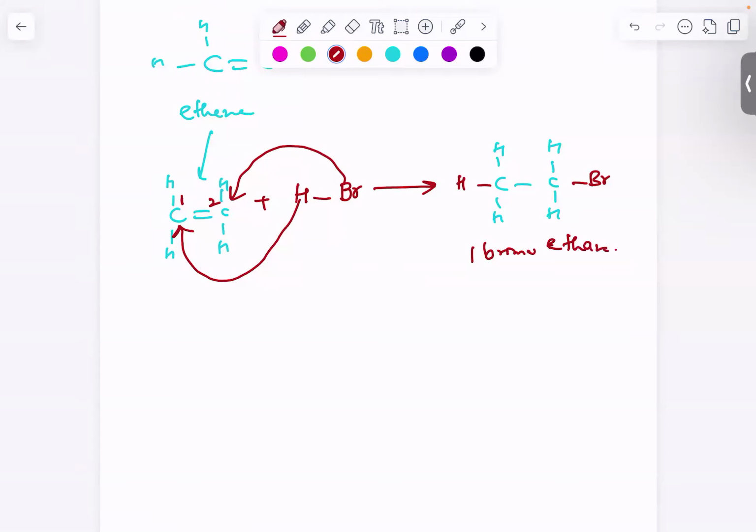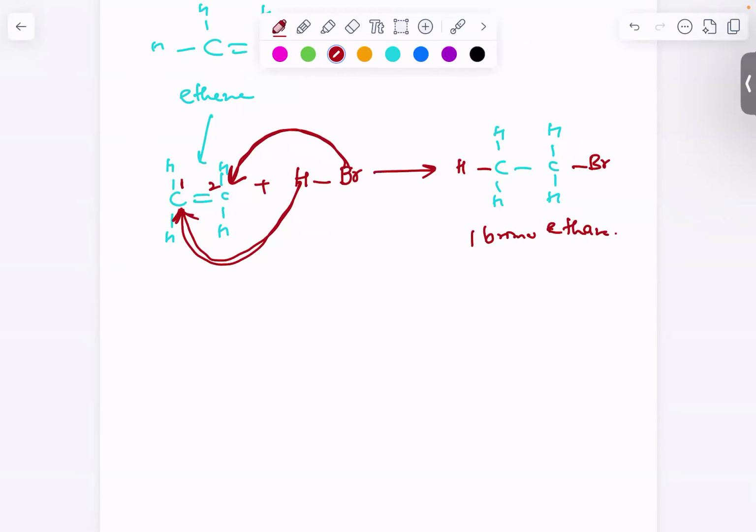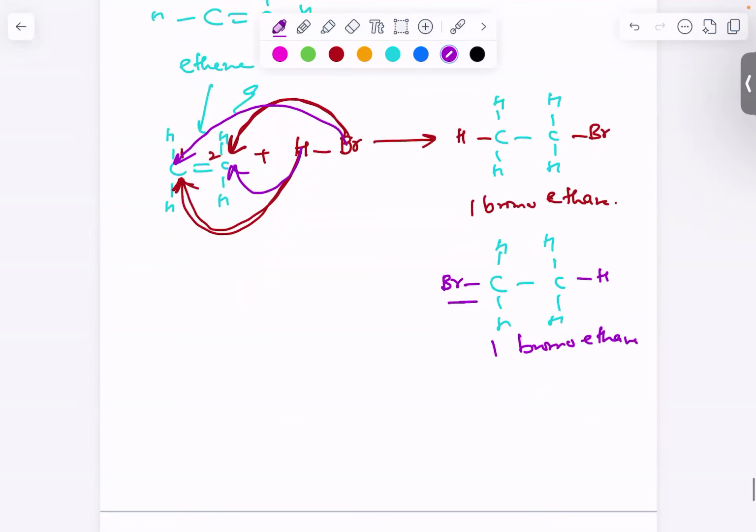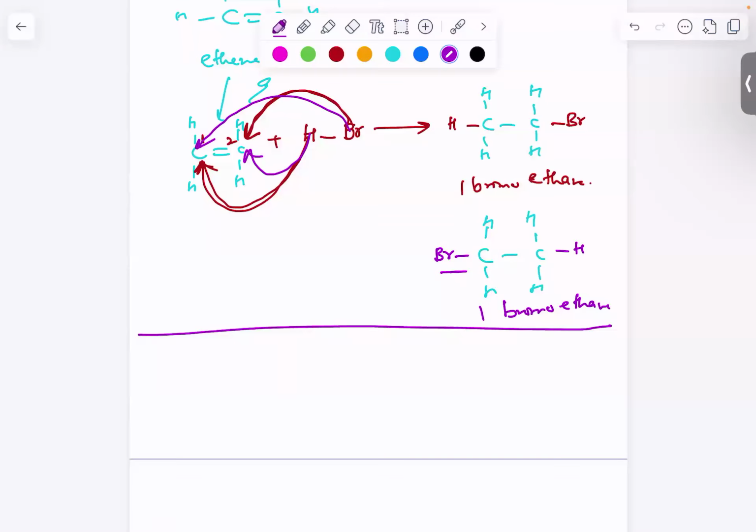You have noticed that I have randomly added hydrogen to this side and bromine to this side. If you do the other way around, that is hydrogen to this side and bromine to this side, it won't make any difference. It would still be one bromoethane. Now I am adding bromine to the side I have shown with a purple color. So now bromine would be here and hydrogen would be here. Still, it will not make any difference. I'll start the numbering from this side, and this is one bromoethane. So no difference at all. Is it clear, Minha?